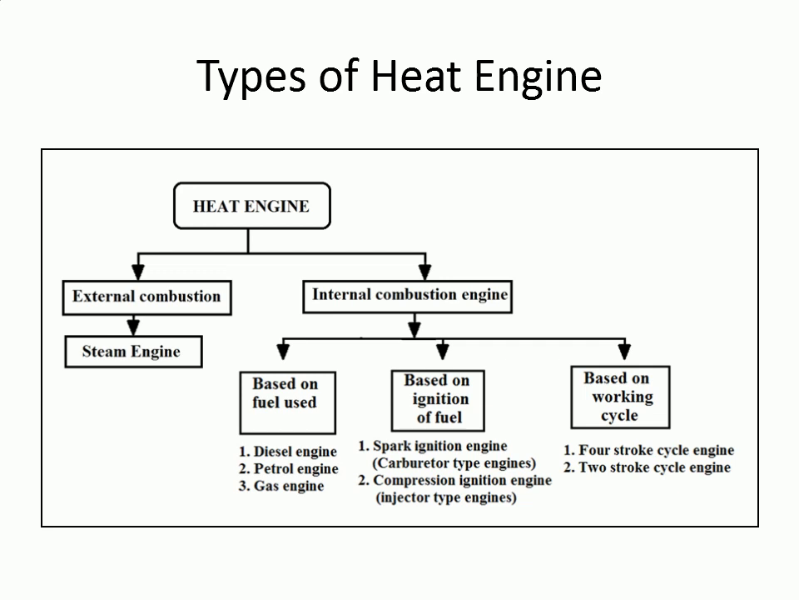If IC engine is classified on the basis of ignition of fuel, then it can be classified into two types: spark ignition engine, which is also known as carburetor type engines, and second, compression ignition engine, which is also known as injector type engines or diesel engines. Internal combustion engines can also be classified based on the working cycle. On the basis of working cycle, it can be classified into two types. First is the 4-stroke cycle engine and second is 2-stroke cycle engine.